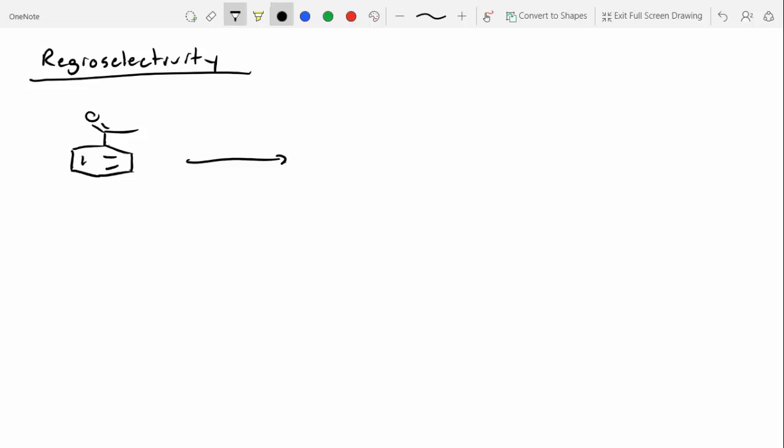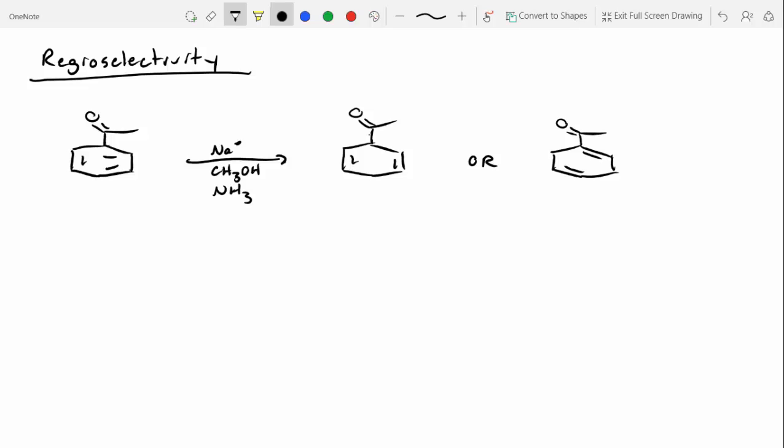Let's say we do dissolving metal reduction. The question is, will our product have the double bonds here and here? Or will our double bonds be between here and here? We only use ortho, meta, and para when we're describing di-substituted benzene rings. In this case, it's not a benzene ring. But we do have different alternations of our double bonds, right?